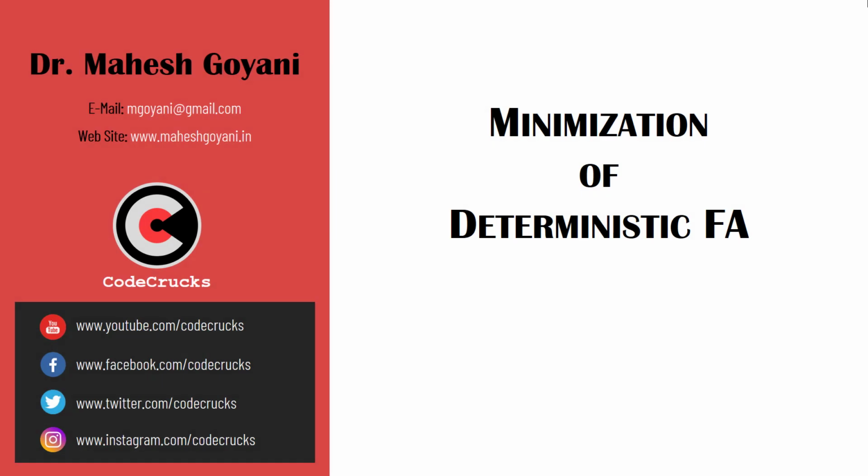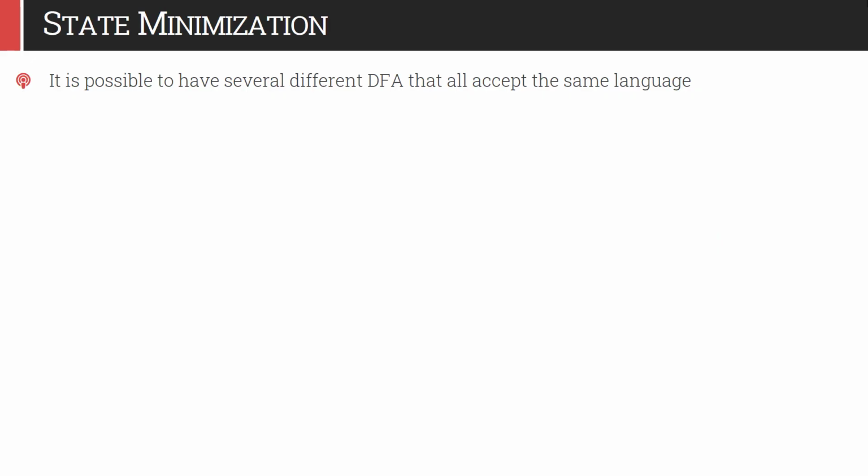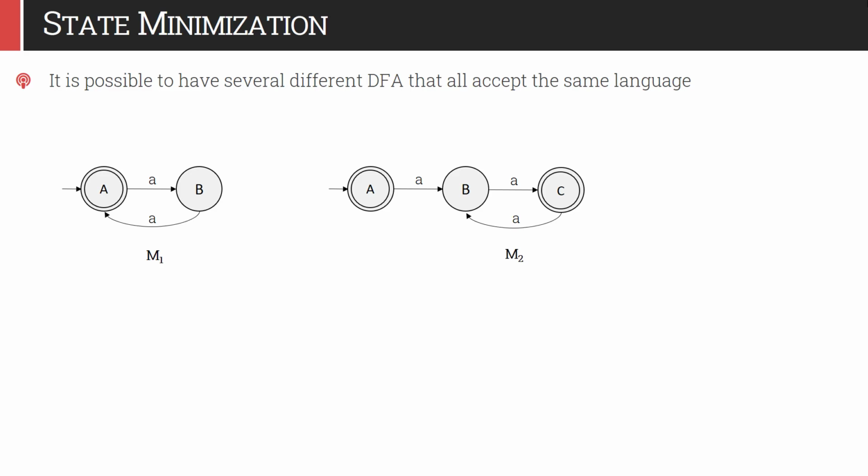In this video, we will talk about minimization of DFA using the equivalence state method. State minimization is required because it may be possible that many DFAs represent the same language and the architecture of the DFAs would be different. For example, if we look at M1 and M2, both accept the empty string.